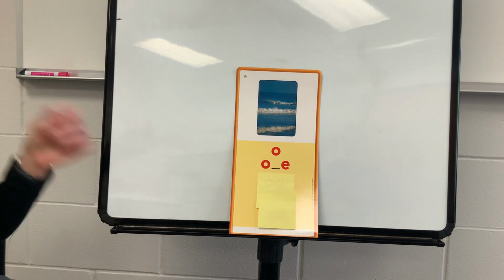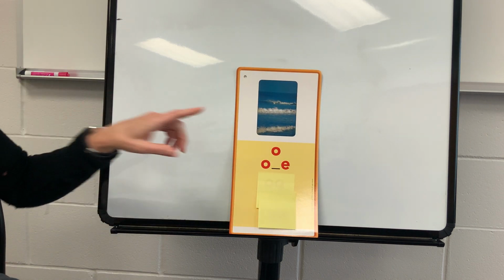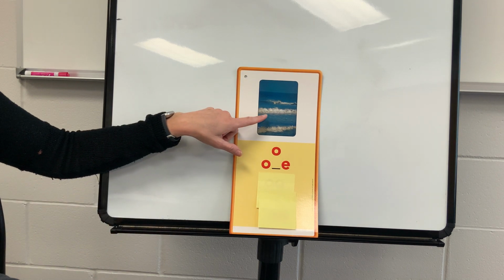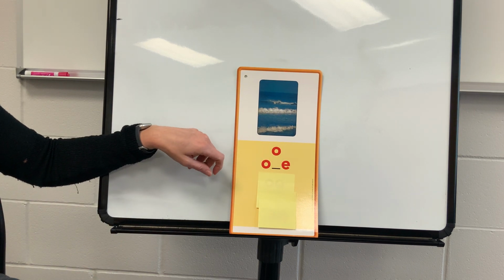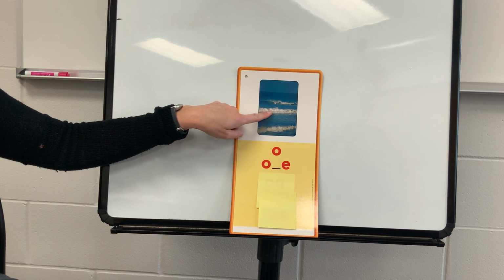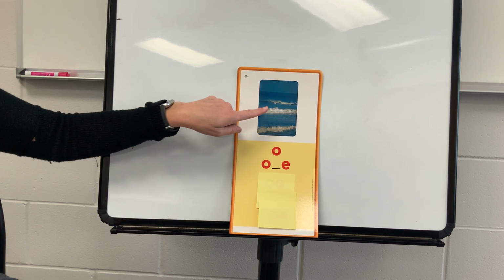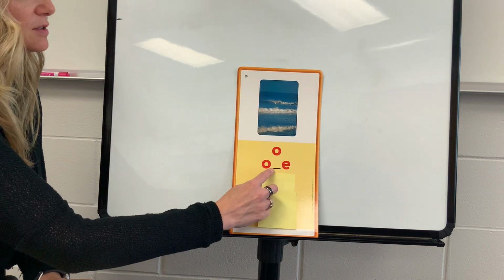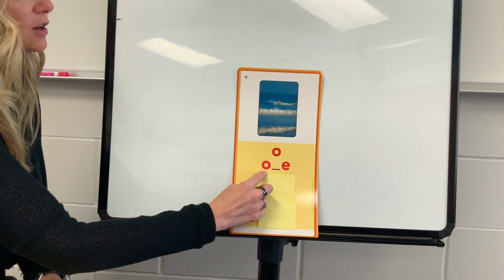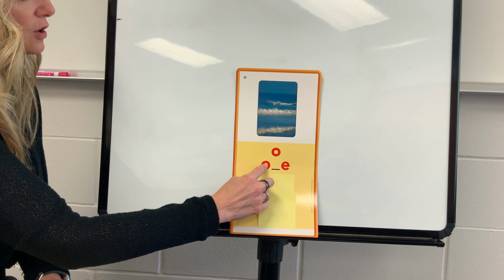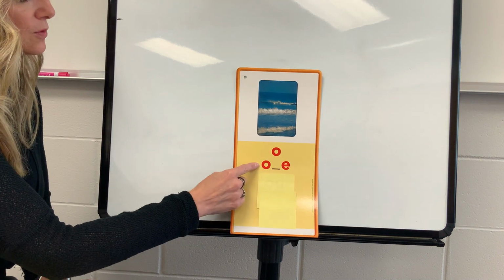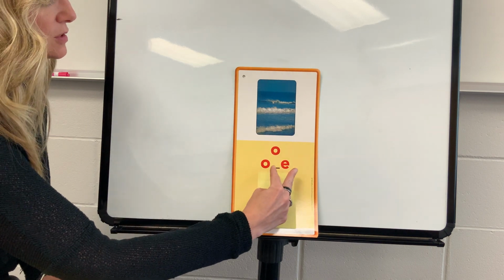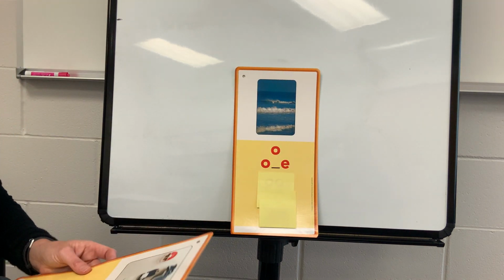Here's another long vowel sound. This is a picture of ocean. Listen to the first sound in ocean. What's the first sound in ocean? O. What is this picture? Ocean. First sound? O. Here is a sound spelling for the O sound. O, consonant E. What is this sound spelling? O, consonant E. Sound? O. Yes, O.